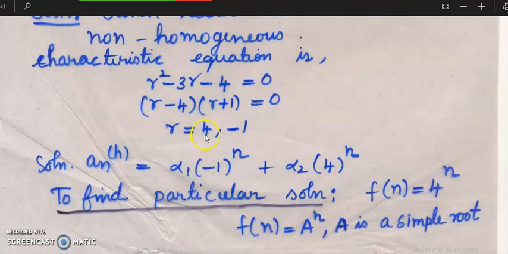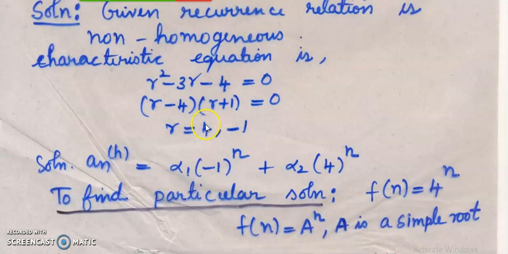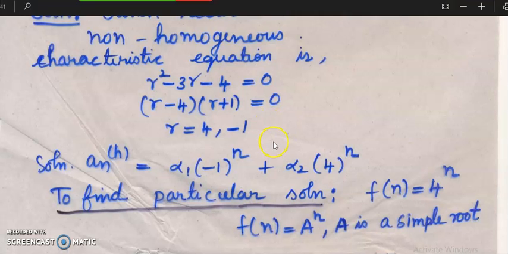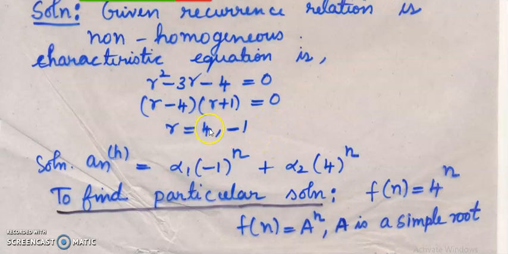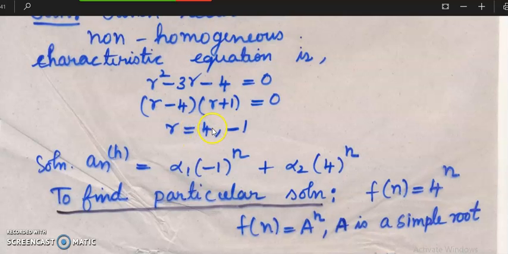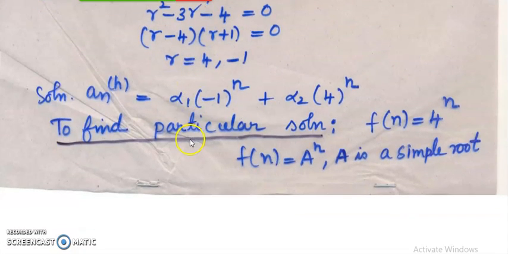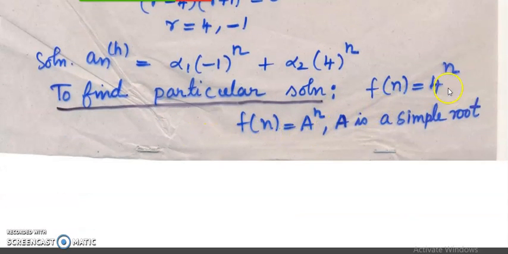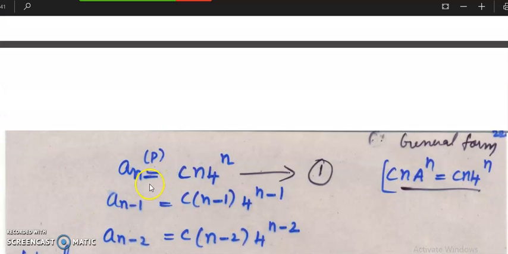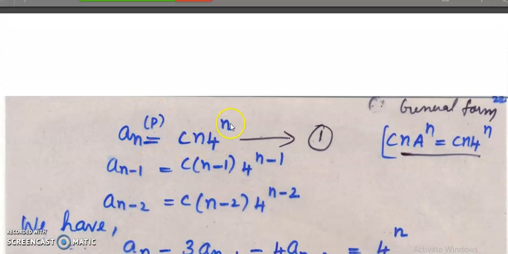Earlier I explained this. If 4 is repeated 2 times, suppose the roots are 4, 4, you call it a double root. If you get 4 three times, then it is a triple root. If there is no 4 among the roots, sometimes it is 2, minus 1 or something like that, then we say 4 is not a root of the equation. But here 4 occurs only one time, so it is a simple root. So when 4 is a simple root, what is a_n? The particular solution is c n 4 power n.